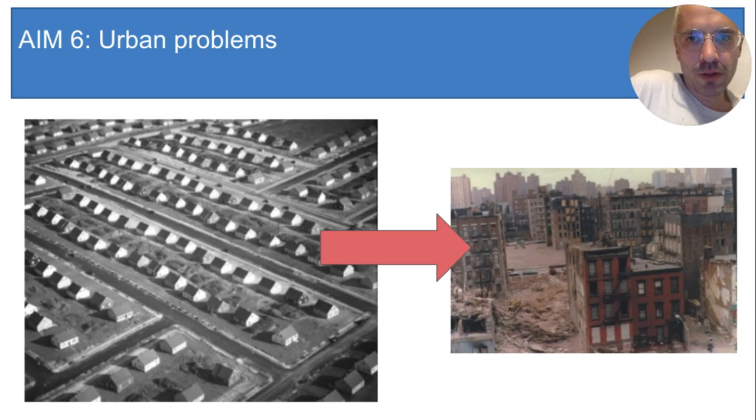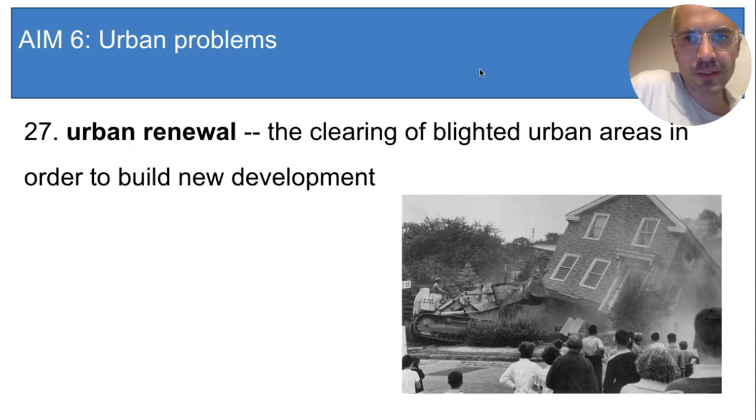All right, there's one other urban problem in this unit called gentrification, but you will learn about that in a later video. The last term for today is urban renewal. Urban renewal is the clearing of blighted urban areas in order to build new developments. Urban renewal was common in U.S. cities after 1950 as suburbanization increased. It was, and still is, extremely controversial.